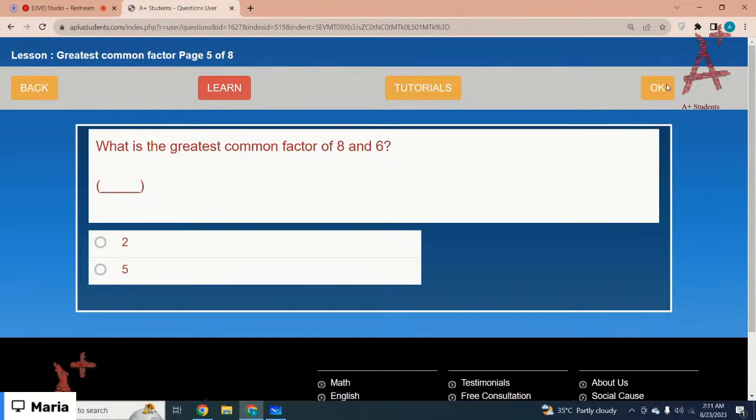GCF of 8 and 6, you have two options given, 2 and 5. So 2 is the only number that can divide both 8 and 6, right? So that means that the GCF of 8 and 6 is 2. The correct option is 2.